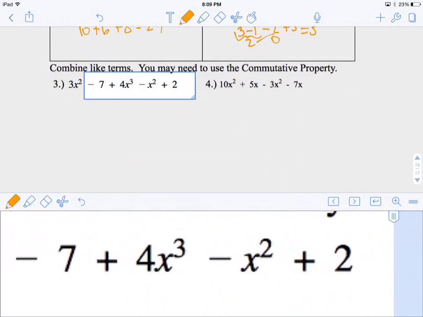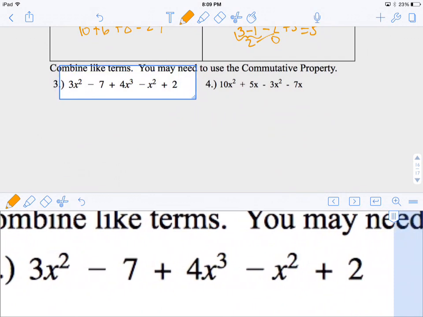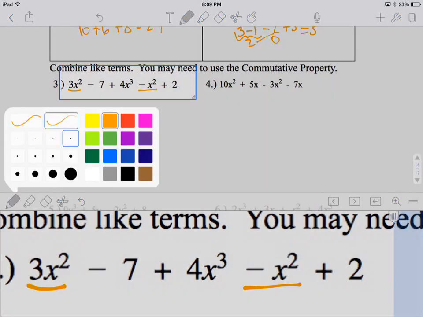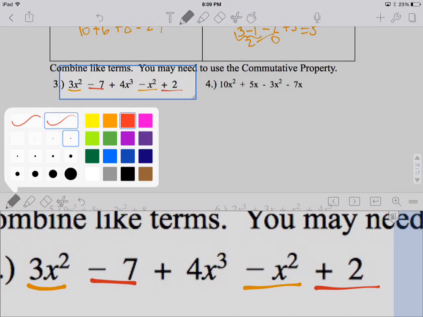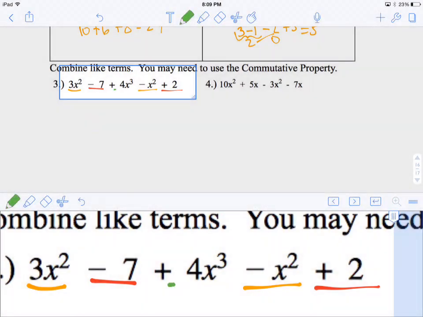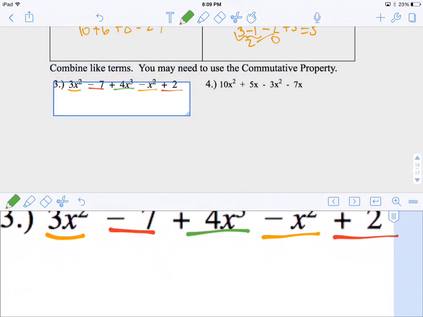So we're going to combine like terms, but we're going to use the commutative property to help us out. So in number 3, we have like terms here. We got x squared, and we've got another x squared over there. Those are like terms. And we've got numbers, -7 and 2. Those are numbers. And then our third term is positive 4x cubed. Okay, so I'm going to use the commutative property, and I'm going to put the oranges together, the reds together, and the green by itself.